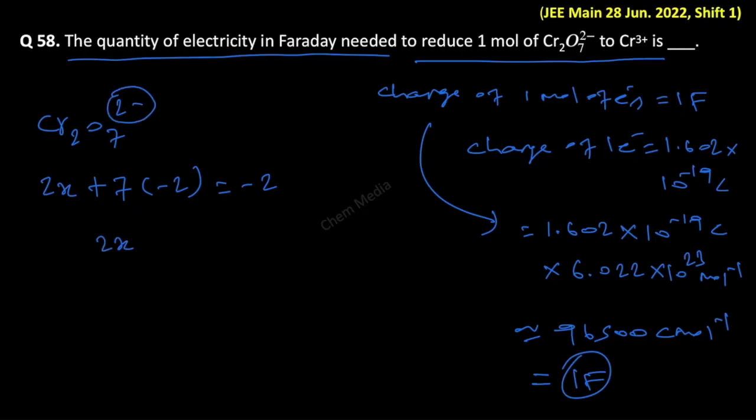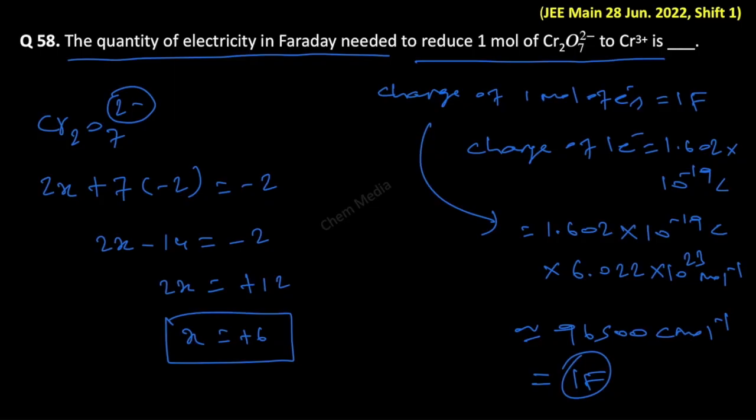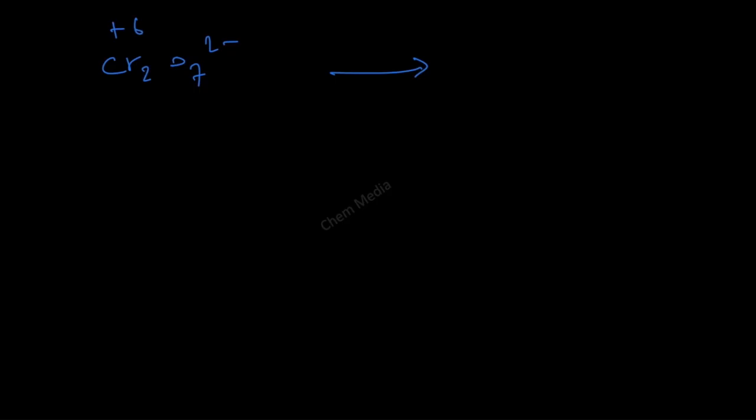Therefore 2x minus 14 is equal to minus 2. So 2x is equal to plus 12. Therefore x is equal to plus 6. Chromium is in the plus 6 oxidation state in the dichromate ion, so it is undergoing reduction and becoming chromium 3 plus.